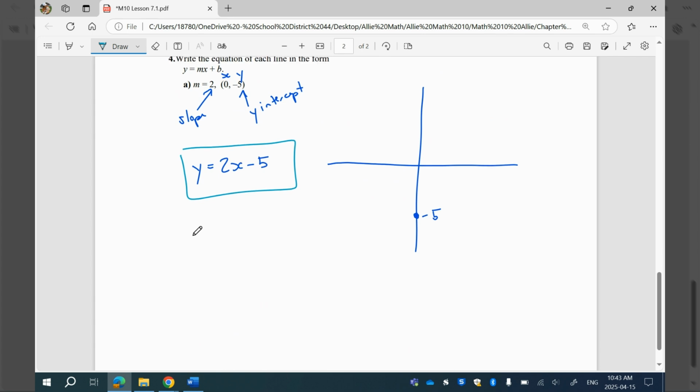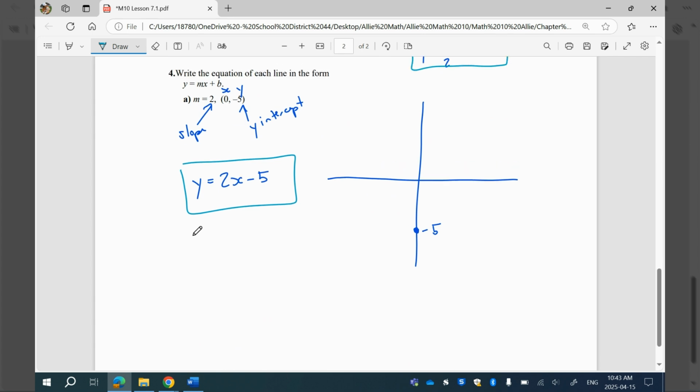But there you have it. There is the equation for this line represented right here.